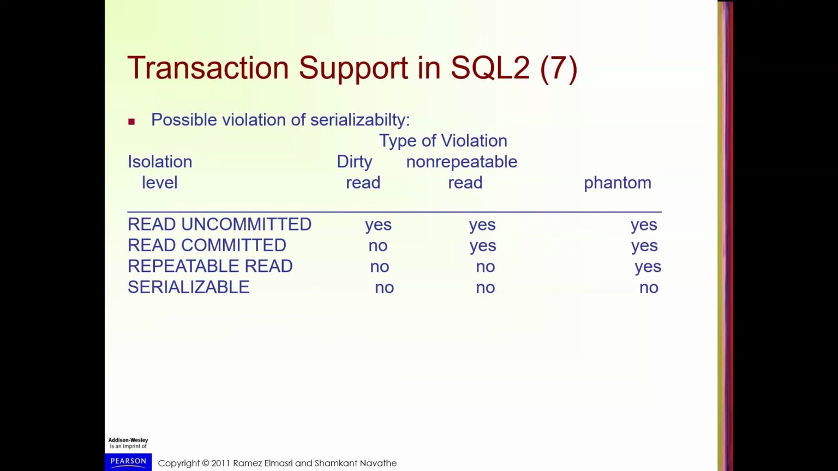Isolation level 1 is allowing read uncommitted. So the dirty read is there if you set the transaction level as read uncommitted. Non-repeatable read is also there. Phantom read is also there. When the transaction level is set as read committed, you don't have dirty read, but you still have non-repeatable read and the phantom problem. Repeatable read means there is no dirty read and no non-repeatable read, but we still have the phantom problem. When you set the transaction level as serializable, then we do not have dirty read, we do not have non-repeatable read, and no phantom problem.